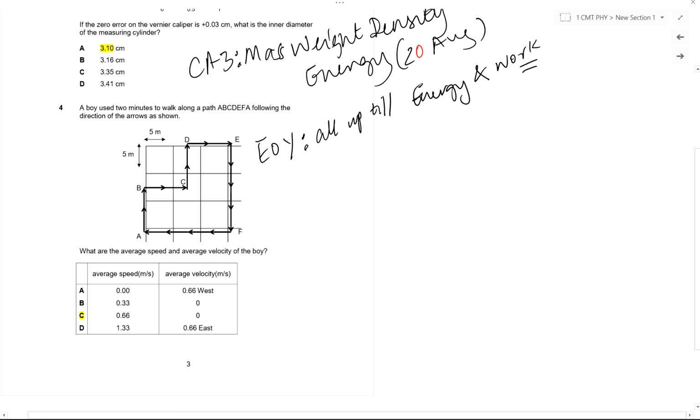2 minutes to walk along path A, B, C, D, E. I think my diagram may not be accurate because the arrows shifted. Okay, so ignore the arrows over here. It should look like this.